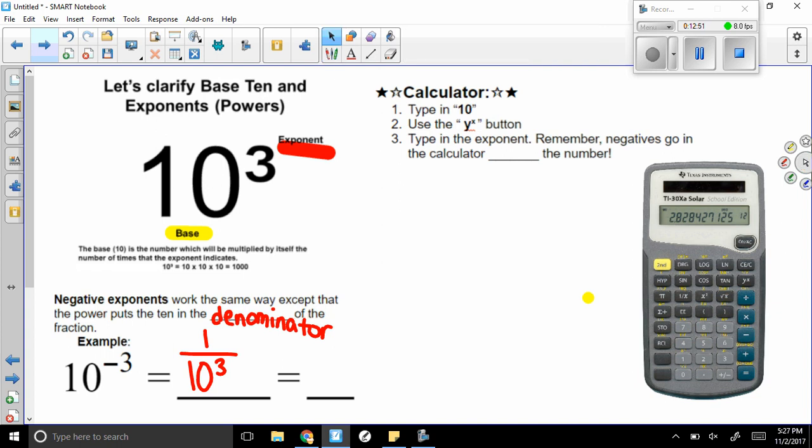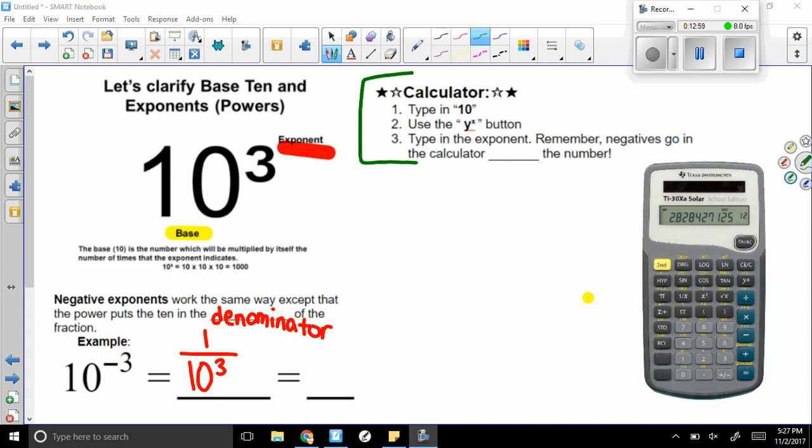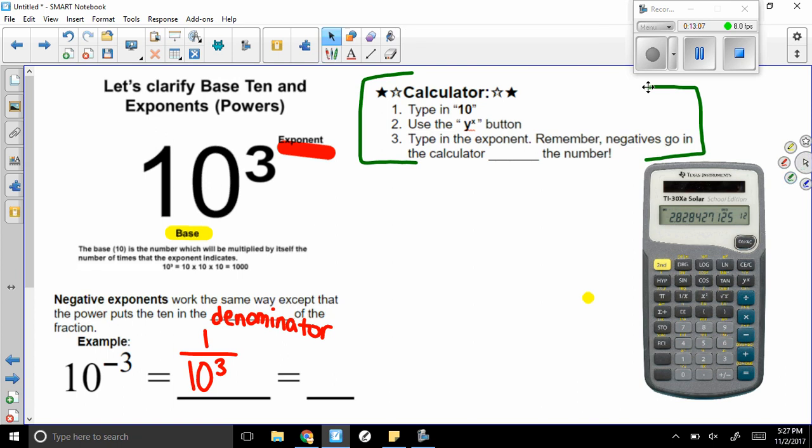Now when you're trying to figure out your decimal, the best way to do this is to use your calculator. So I gave you a whole bunch of calculator tips here. First step, you are going to type in a 10. You do this exactly the same way as how you normally type in a 10. The new thing that you need is that y to the x button. So I've got my little dot over the y to the x button on our calculator.